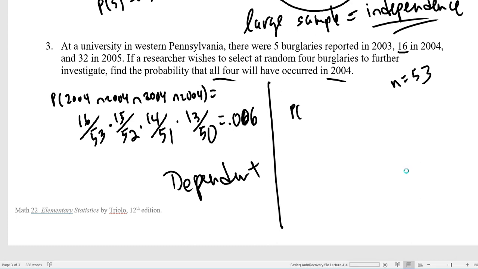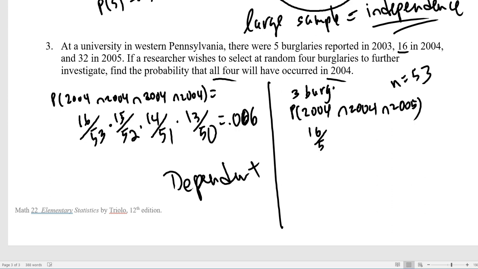Real quick, just for fun, what if I looked at the probability of, and I'm just going to do three burglaries. We selected four, right? Yeah, so we're selecting three burglaries. And I'm going to go 2004, 2004, 2005. Well, the 2004 we saw was 16 out of 53. If I go another 2004, there's no longer 16. Now, if I switch to 2005, how many 2005s are left? We haven't touched those, have we? So there are still 32 of those. Don't start making those numbers get smaller. We haven't taken any of those.